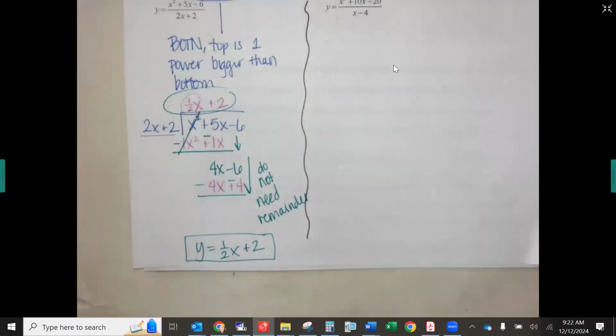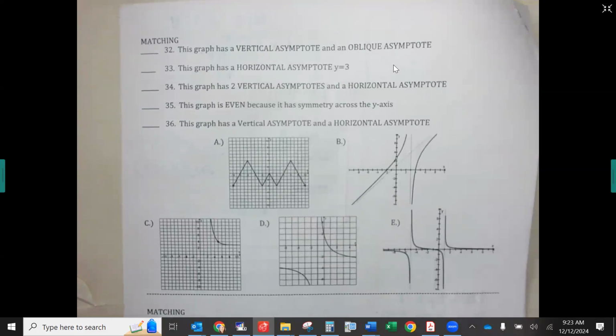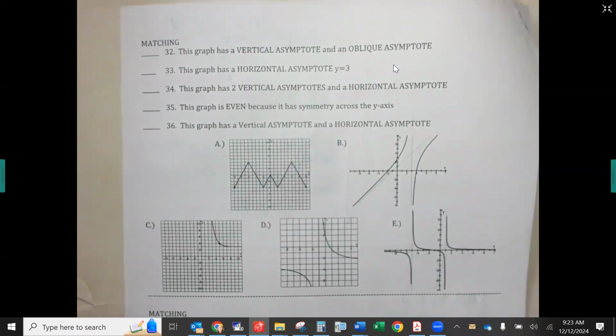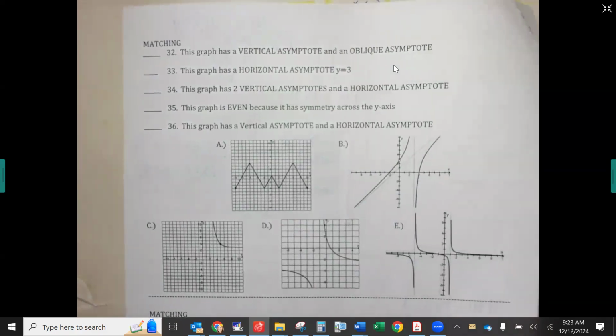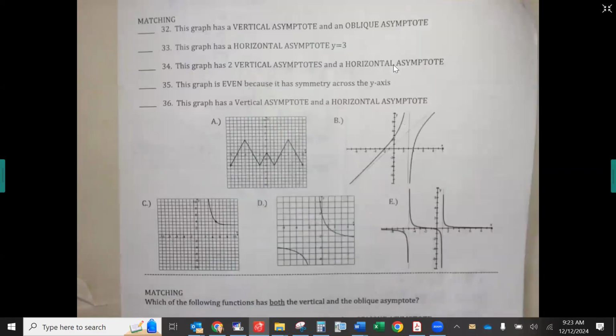All right. Last page, you have some matching. Do y'all want me to help you with the graphs or the equations? We can do one or the other. Maybe equations is harder? Want to do graphs? Okay, let's do the graphs.